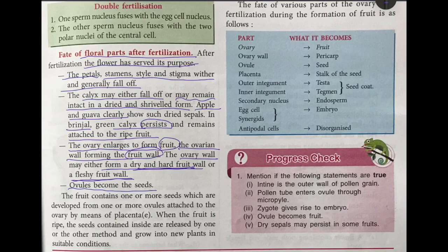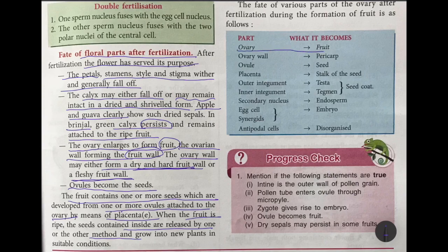The fruit contains one or more seeds which come from one or more ovules found inside the ovary, and the ovules are attached to the ovary by means of placenta. When the fruit is ripe, the seeds inside are released by different methods and then they grow into a new plant under suitable conditions. The various parts of the ovary after fertilization are shown here in this table.